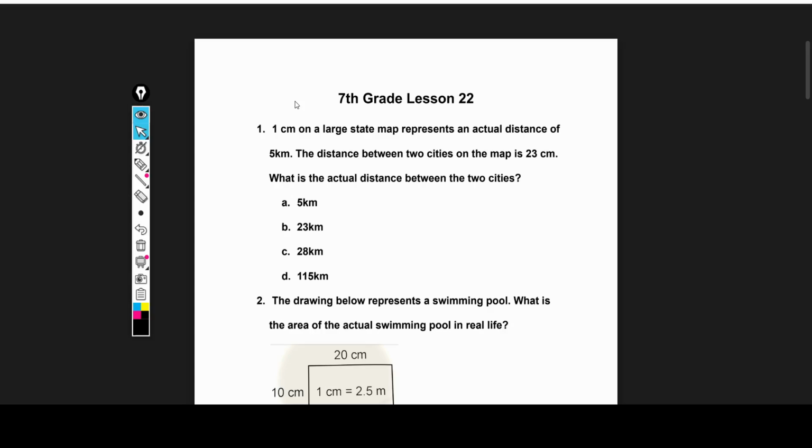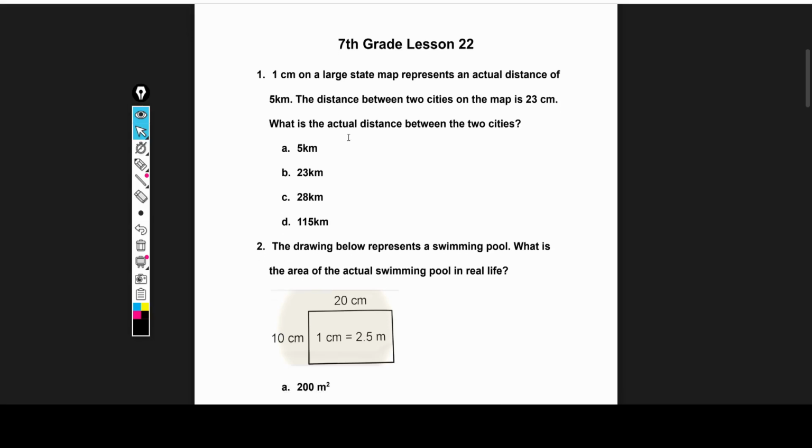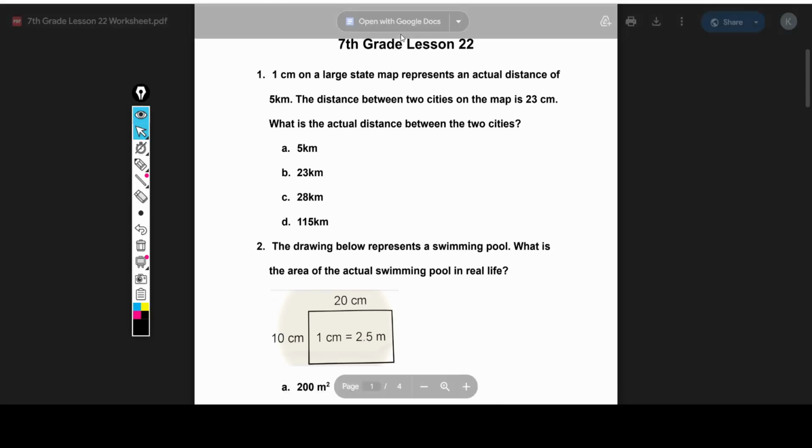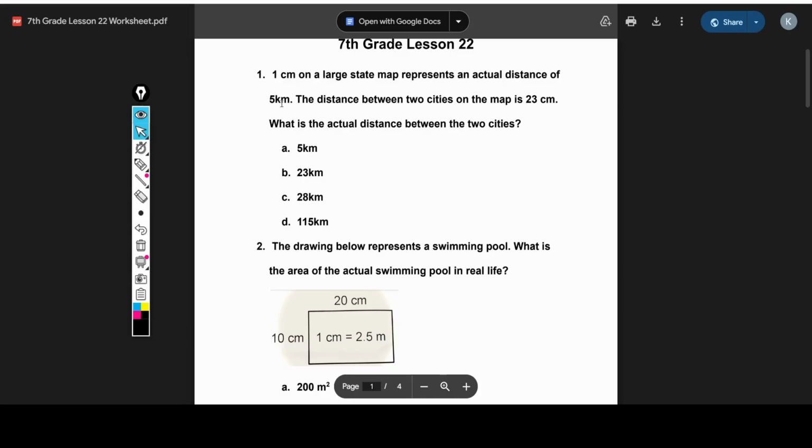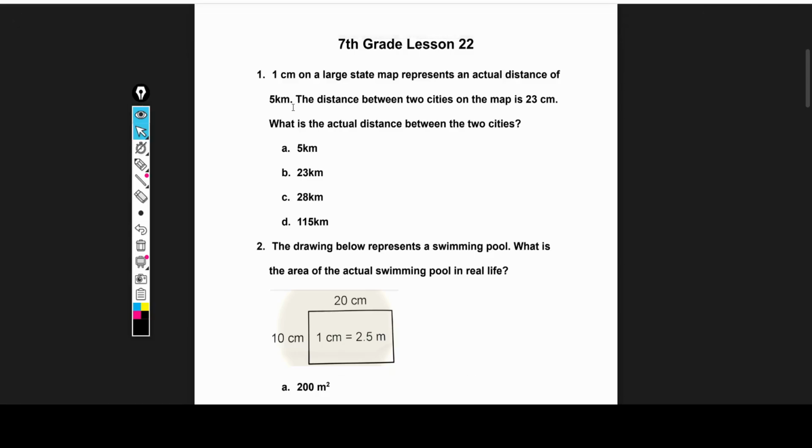For our first problem, we have a large map where 1 centimeter on the map represents a distance of 5 kilometers in real life. The distance between two cities on the map is 23 centimeters, and we want to find the actual distance in real life between the two cities.